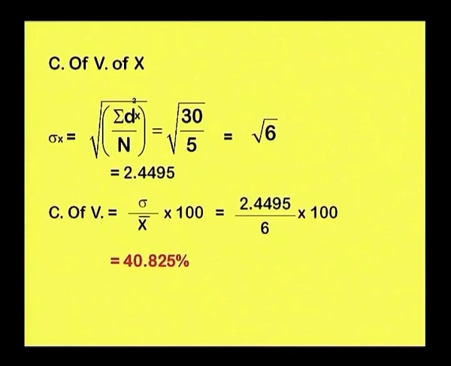Now, what is the coefficient of variation? We have to apply this formula: standard deviation is divided by the actual mean and is further multiplied by 100. In this way 2.4495 is divided by 6 and is further multiplied by 100. We get the result in terms of percentage, and that comes to 40.825.